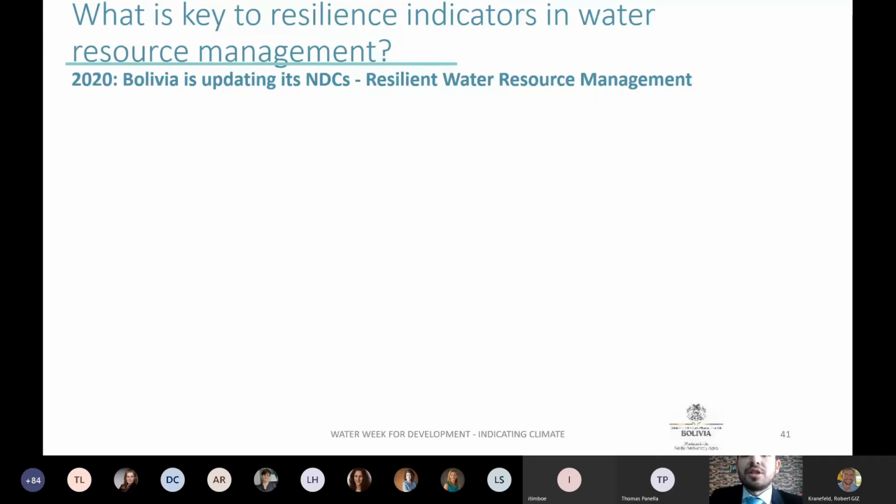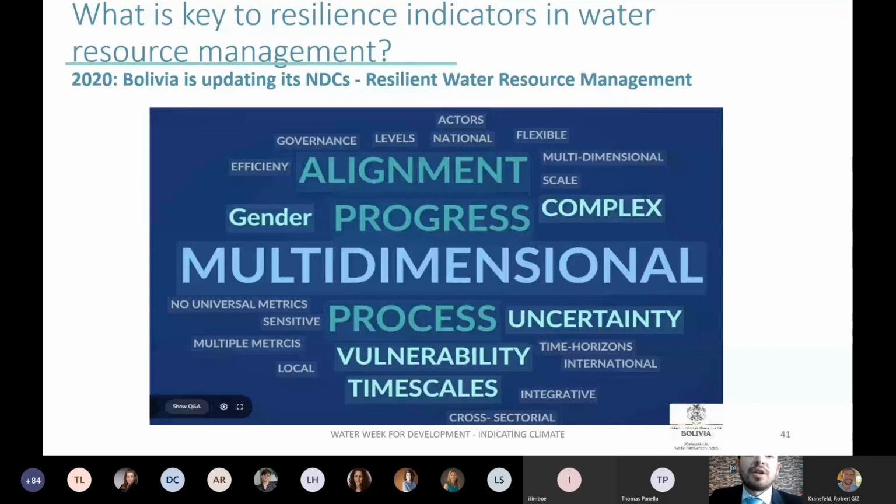Then, what is key to resilience indicators in water resources management? From the experience in Bolivia, developing these indicators is very complex. As you can see here, indicators are multidimensional. There is no universal metric.